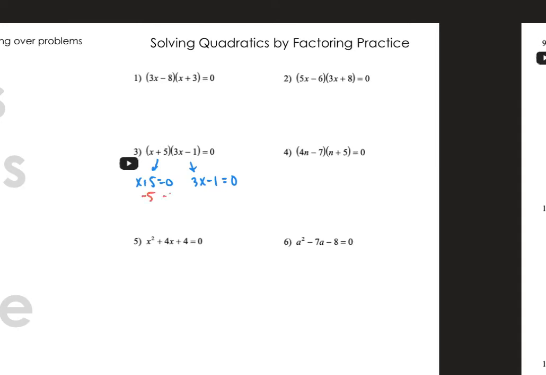So subtract 5. So x equals negative 5 is one answer. And then this one, we're going to add 1, and then divide by 3. So x is equal to 1/3.